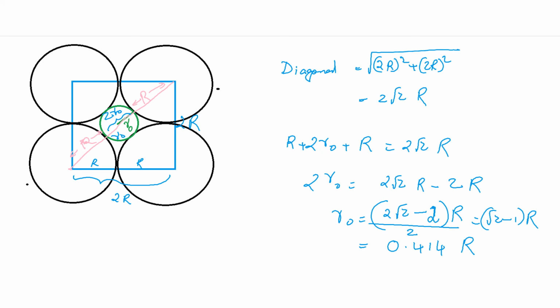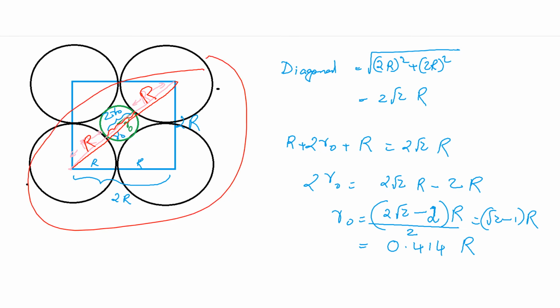You can see that the full diagonal of this square consists of one r here, another r, and this is equal to 2r0. Using the Pythagoras method, we can find the length of the diagonal, that is the square root of 2r square plus 2r square, that gives the square root of 8r square, which is equal to 2 root 2 times r. Now we already know that the diagonal is equal to r plus 2r0 plus r. That is equal to the length 2 root 2 times r.